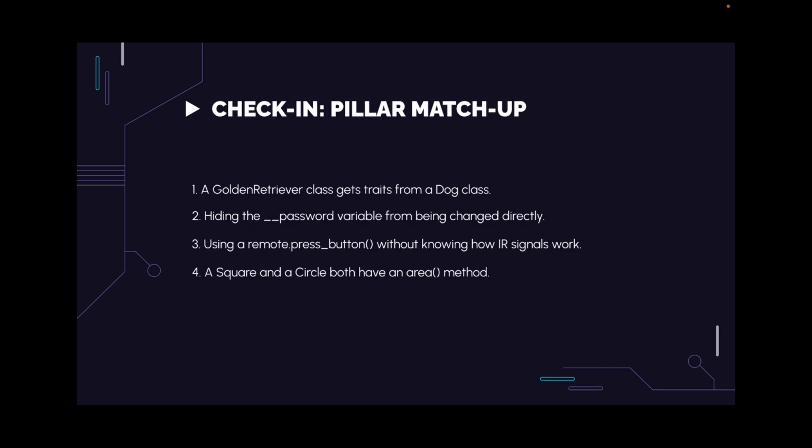Number 2, hiding the password variable from being changed directly. This is an example of encapsulation. Number 3, using a remote.press button without knowing how IR signals work. That is an example of abstraction. And finally, a square and a circle both have an area method. That is an example of polymorphism.